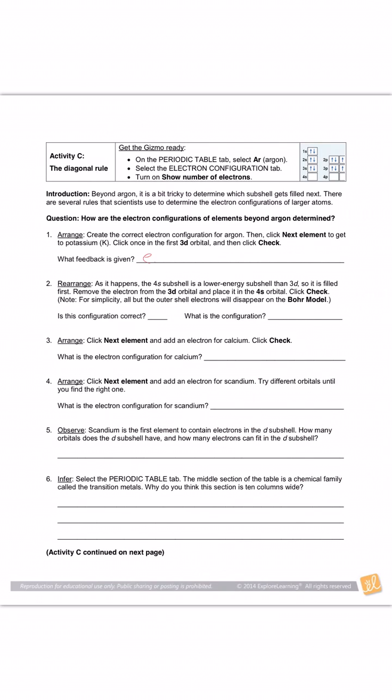What feedback is given here? You should get an error message of some kind. The 4s subshell is lower energy than 3d. Okay. And you should click. Is the configuration correct? And the configuration for potassium is 1s2, 2s2, 2p6, 3s2, 3p6, 4s1. Calcium would be the same: 1s2, 2s2, 2p6, 3s2, 3p6, 4s, one more electron, so 4s2.